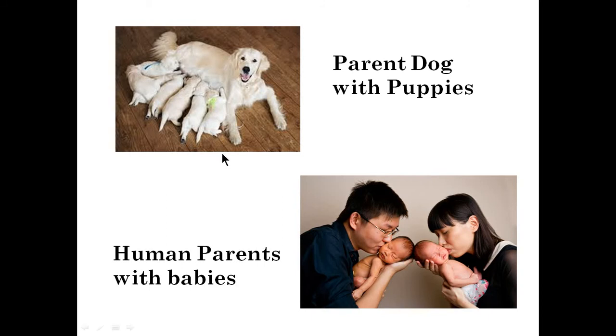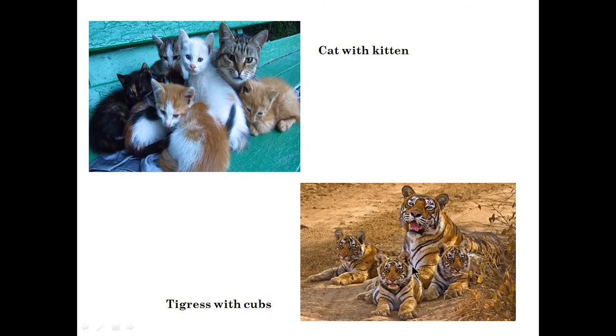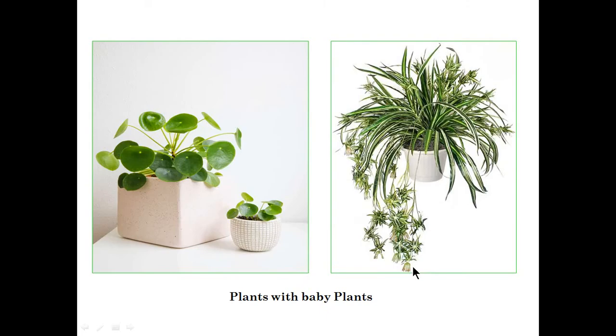As you know, all living organisms give birth to their young ones. For example, a female dog gives birth to puppies. Humans give birth to babies. Cats give birth to kittens. A mother tigress gives birth to cubs. And plants also produce baby plants. So would you please let me know what this process of giving birth to young ones is known as? You have studied it in lower standards also.